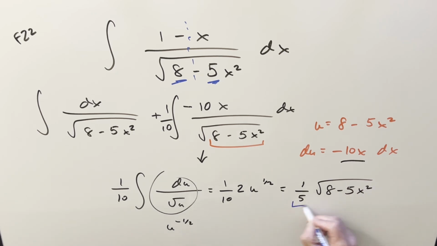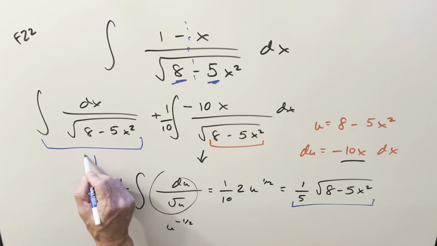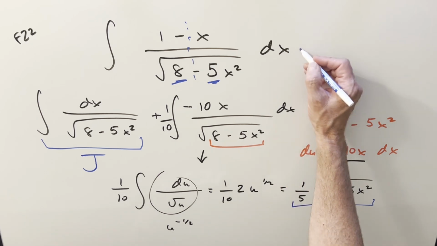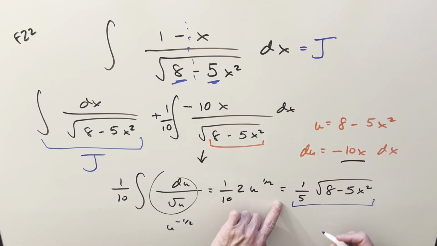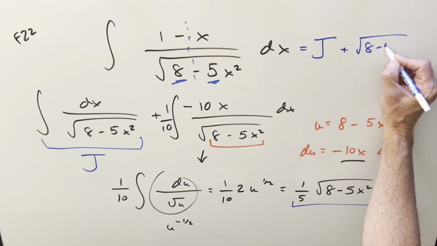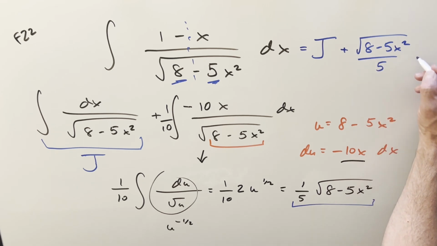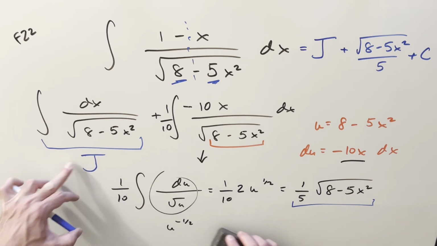So let me capture this, and we'll deal with some labels. Let's call this first integral here j, because our whole integral will be I, I guess. So then the solution is going to be whatever we find for j plus this thing, which I'll compact a little bit: the square root of 8 minus 5x squared, over 5, and I suppose we can add a plus c for later. And let me just get some space and we'll continue on with this j integral.